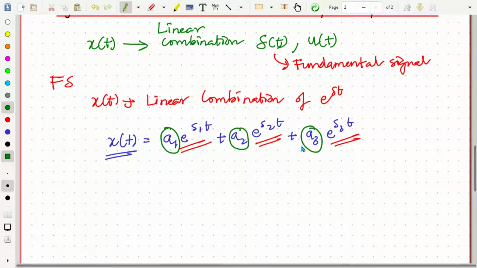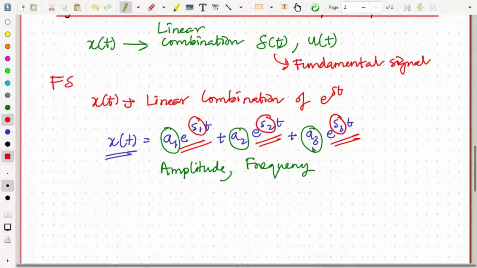If you multiply our e power st with some amplitude value and add them together, you have to keep in mind that here we can modify the amplitude, and the frequency also we can modify. Why? Because here it is s1, here it is s2, here it is s3. So by changing the amplitude and frequency of the complex exponentials e power st and adding them together, we can create any signal x of t. When I say this, you may have a doubt: is it possible to do like that? Can we add some e power st signals and create any signal?